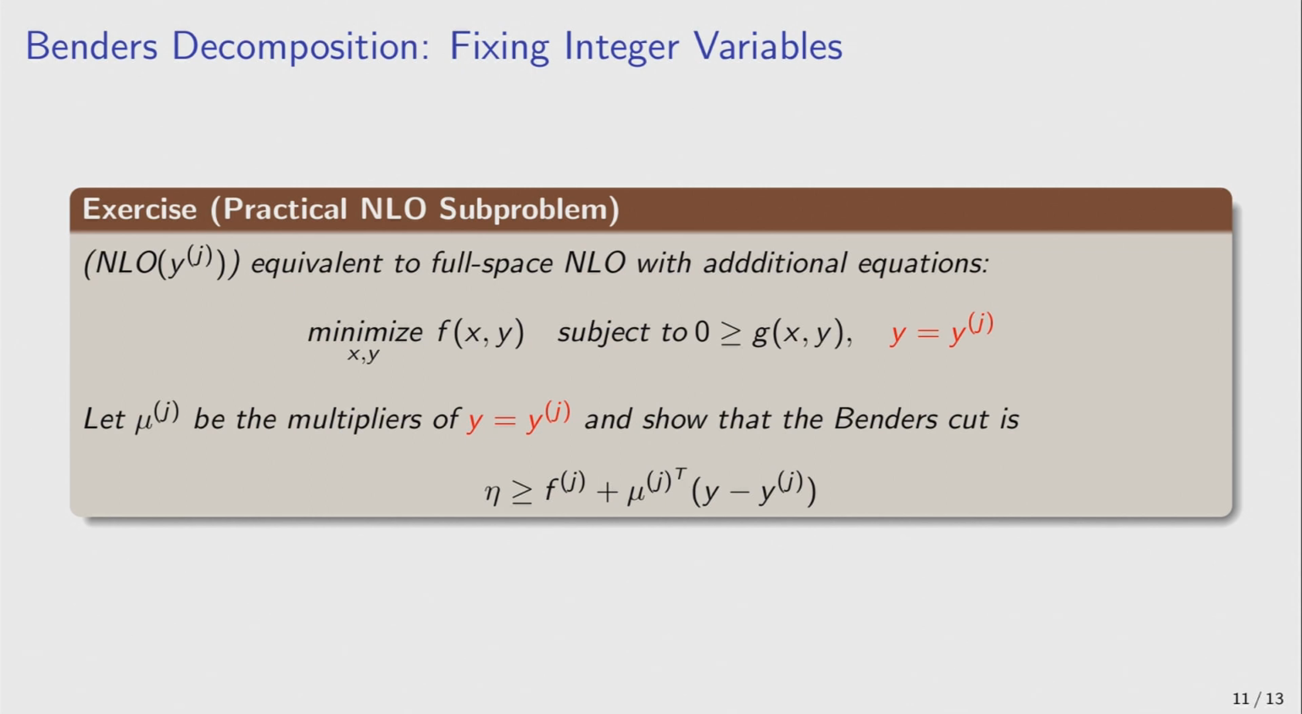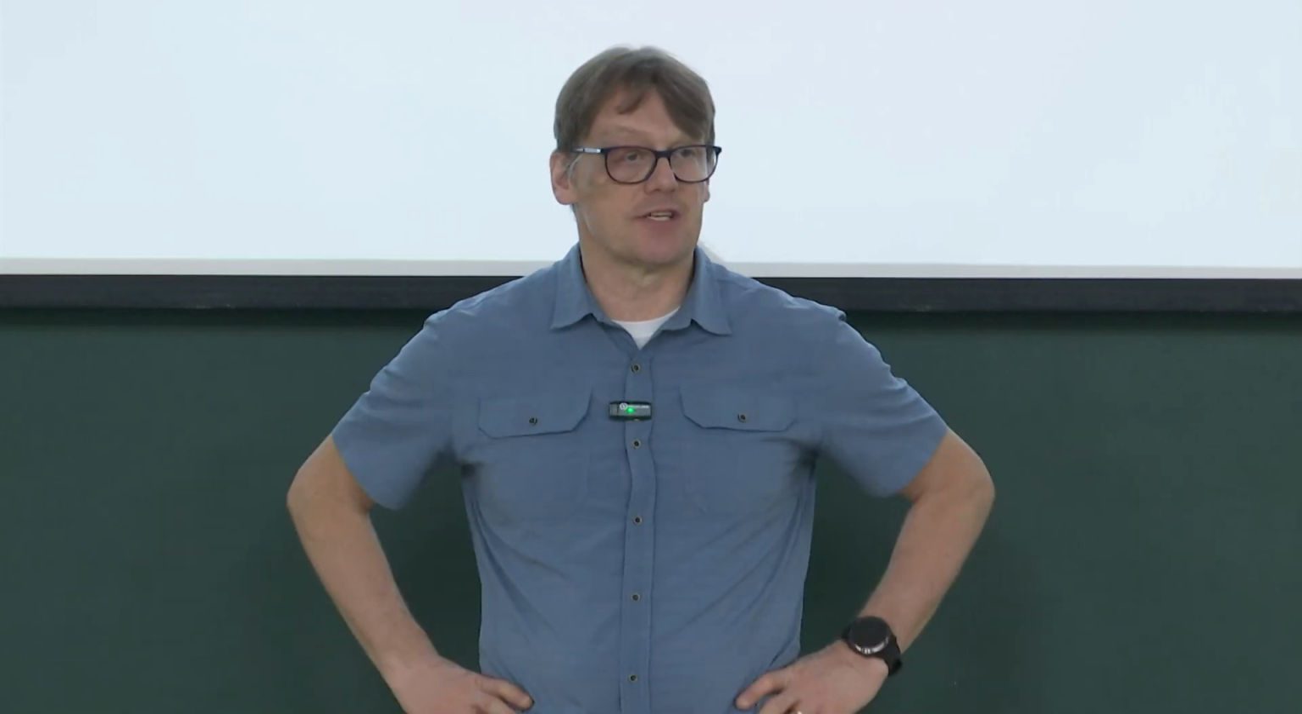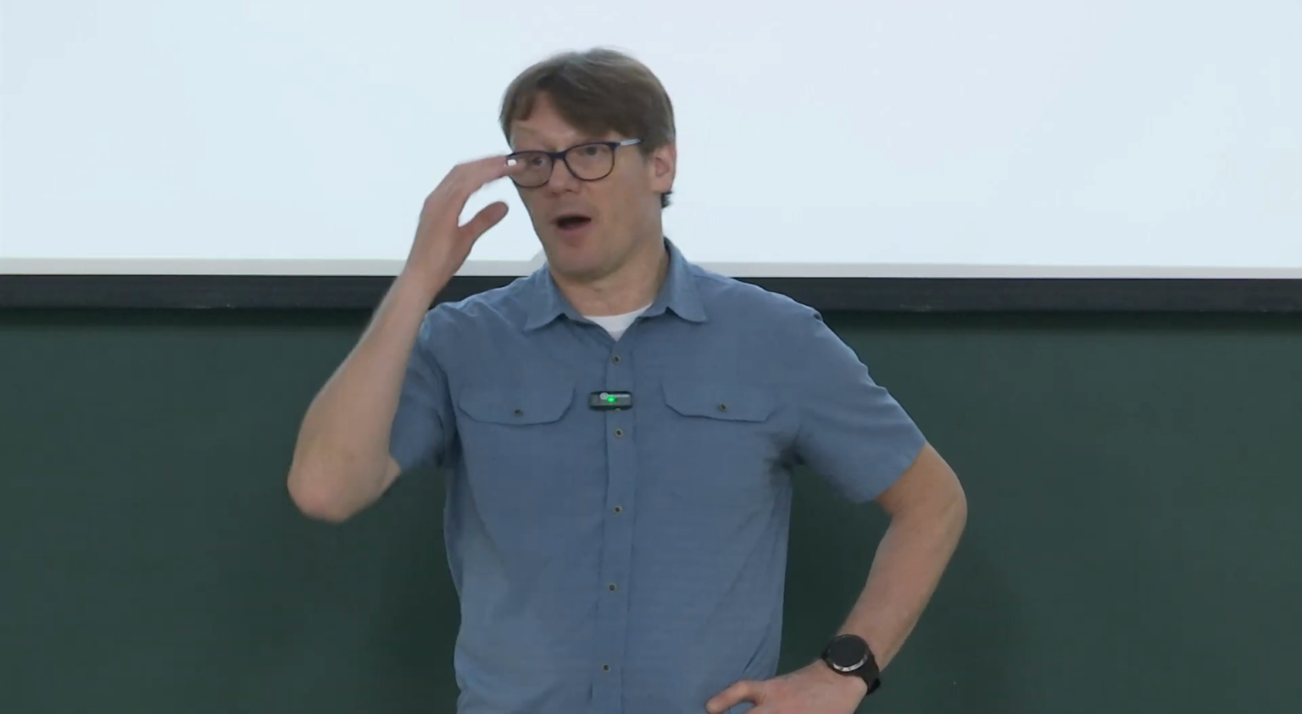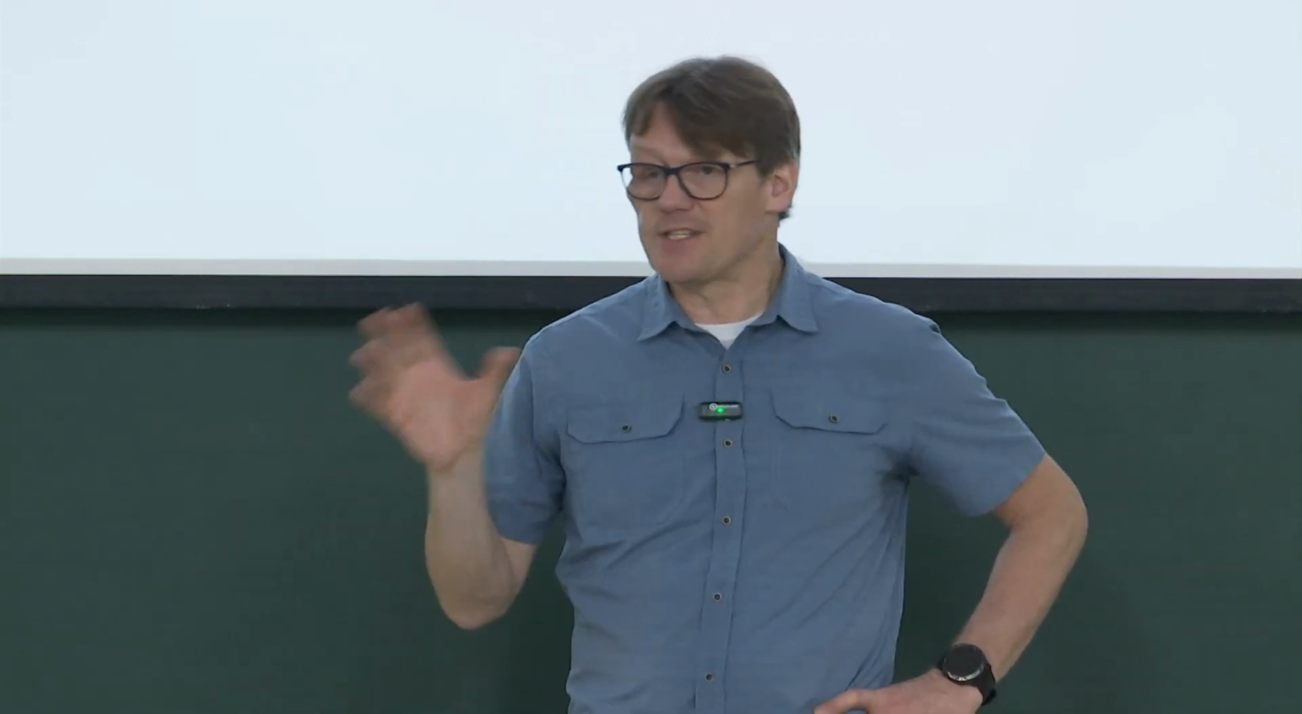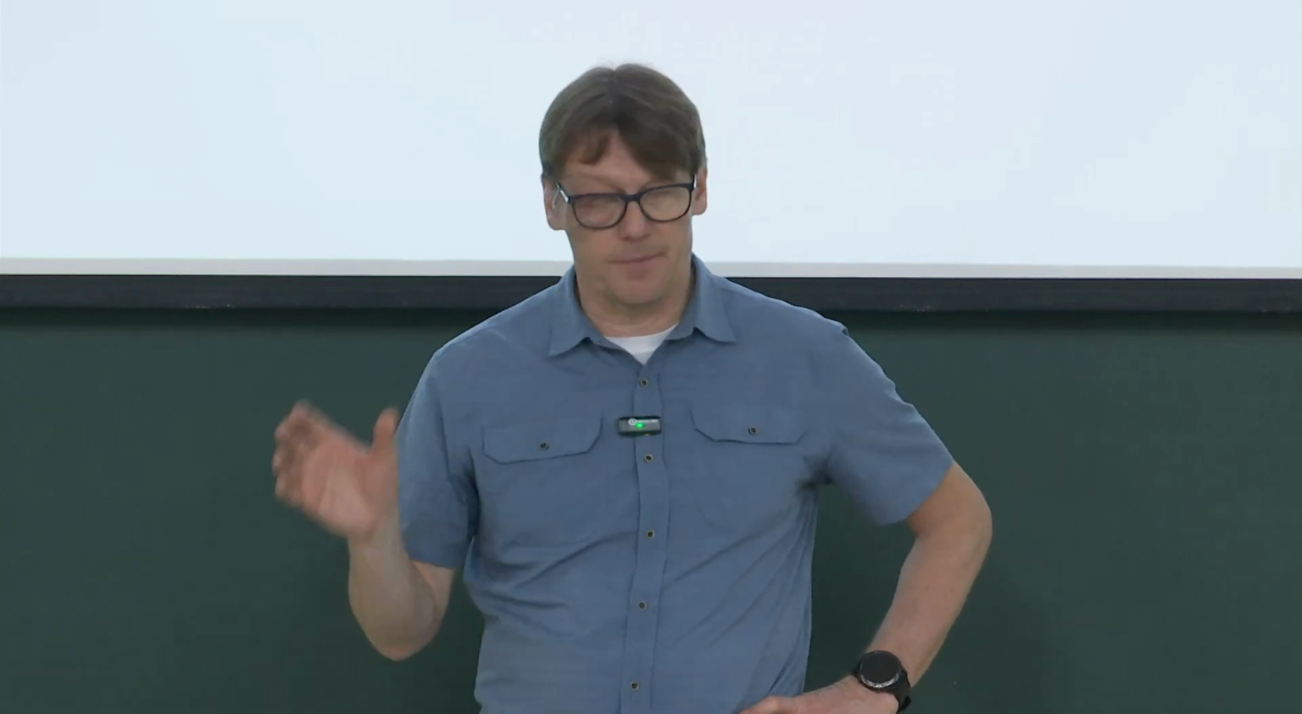Okay, so here's a quick exercise. It's not so quick actually, but how do we solve these nonlinear optimization subproblems? Typically you have a nonlinear optimization solver. You provide the problem to it through AMPL, and the solver will actually see the full problem. So it will see both the continuous and the integer variables, but it doesn't regard the integer variables as integers.